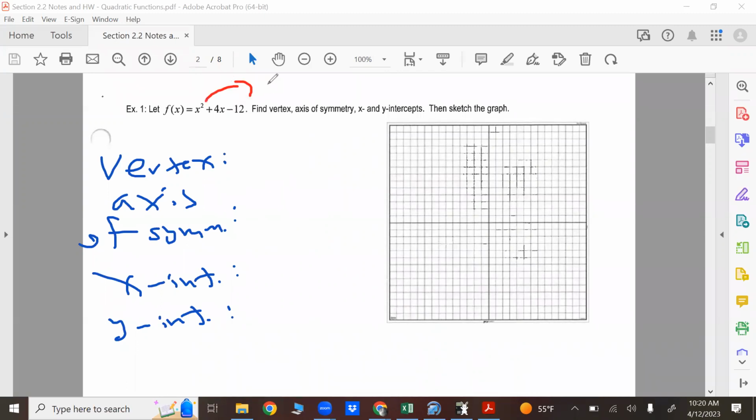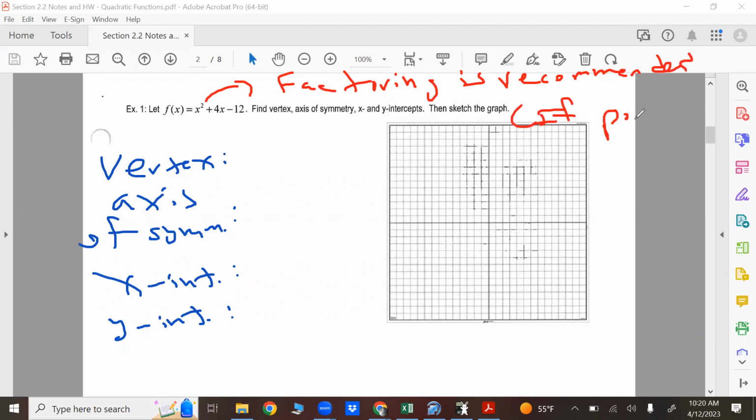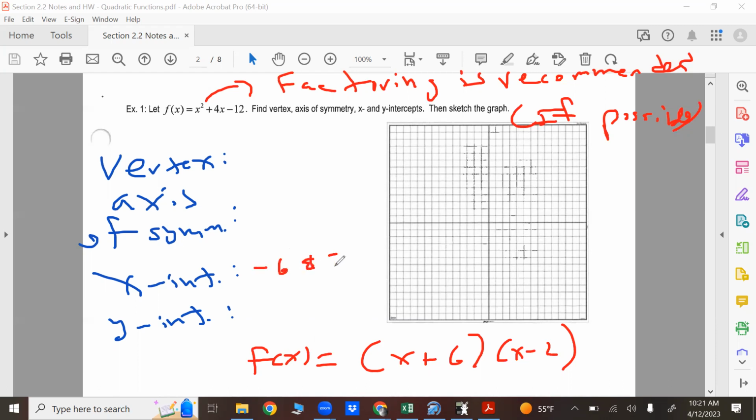So factoring, I would suggest. Factoring is recommended if you can factor, if possible. Now, JP, how do you factor it? Well, I factored it to x minus 2 and x plus 6. Right, you got x plus 6, x minus 2? Yeah. I agree. Good. So that's what f of x equals. So what this means is that your x-intercepts are -6 and 2. Good.